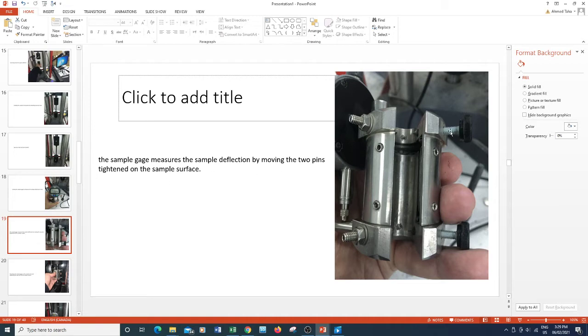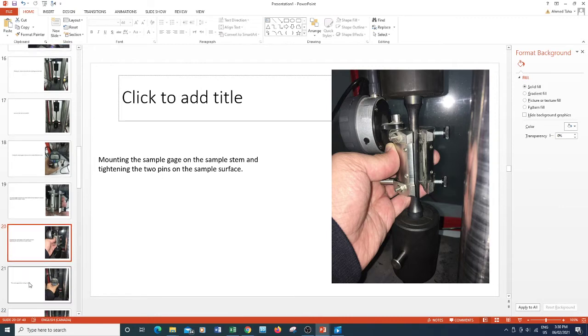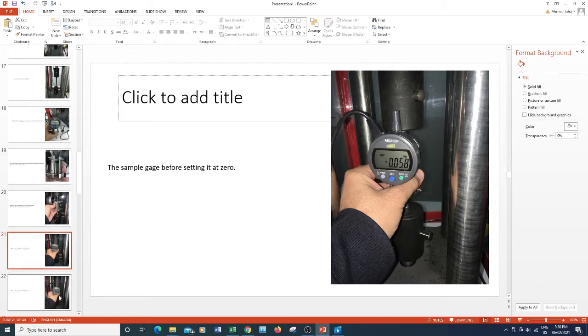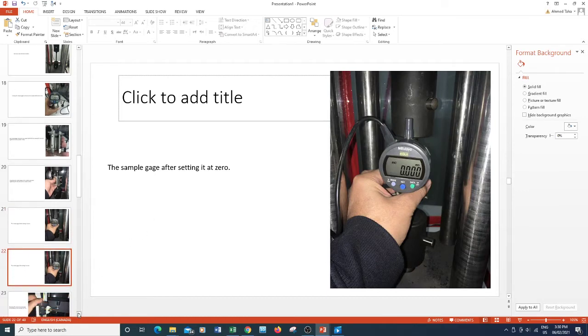So we are going to tighten this pin and this pin on the sample surface, and the two halves, this part and this part, move away from each other during the tension. Now we are mounting the sample gauge on the sample stem and tightening the 2 pins on the sample surface. Before setting it at 0, we have installed the sample gauge. We have zeroed the sample gauge in this slide.